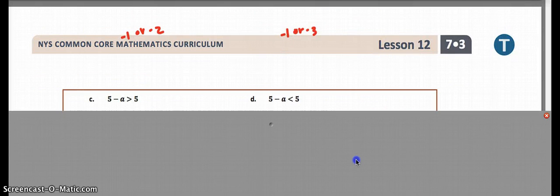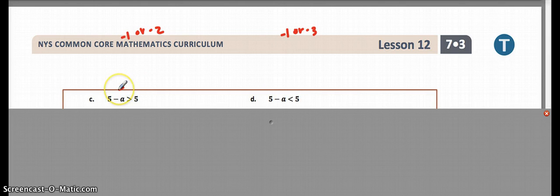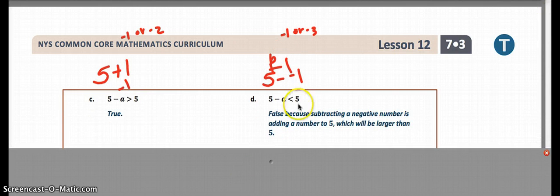All right, here's C and D. If you were to subtract a negative, and it could be 1, and you can do this on your calculator to test it, or you can remember that subtracting is to add the opposite, so we're really adding 1. 5 minus a negative number is going to be greater than 5. 5 minus a negative number is not going to be less than 5. So C is true and D is false, because when you subtract a negative number, it's really like adding a number to 5 because of that whole idea of add the opposite. So that's going to make something that is larger.